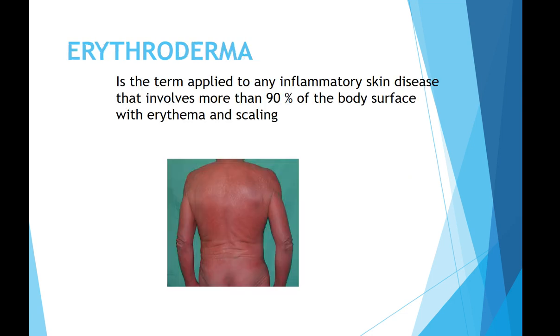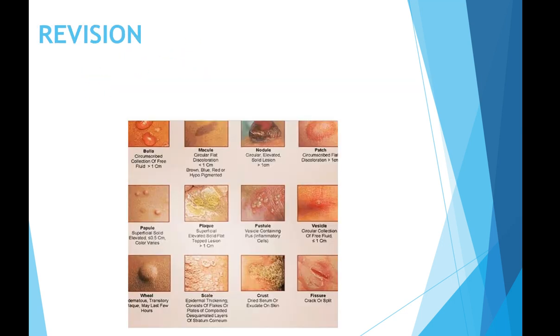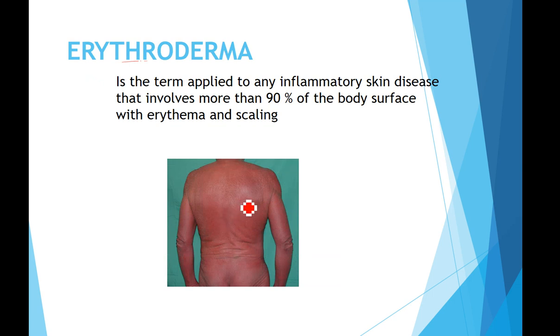There is a depression of the sunken areas on the skin. Now coming towards the erythroderma. Erythroderma is not just a single primary lesion. It's basically a condition that is seen in multiple conditions, right? In multiple infectious conditions of the body as well. So it's a term applied to any inflammatory skin disease that involves more than 90% of the body surface with erythema and scaling. Means there is generalized redness of the body.